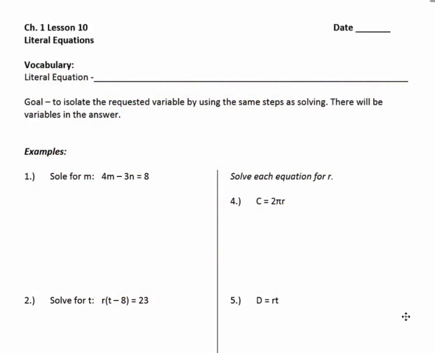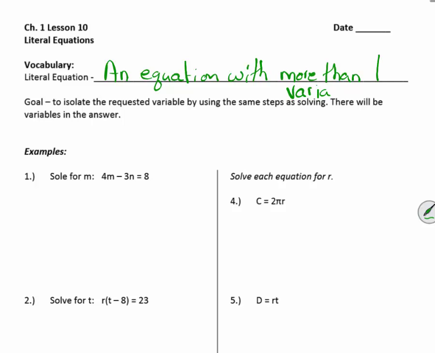All right, ladies and gentlemen, so today we're going to be taking a look at a different type of equation, which is something called a literal equation. And a literal equation is an equation with more than one variable. A lot of times these are our formulas, right? If you look over here, you're going to see hopefully a formula in example number 4 that looks pretty familiar.